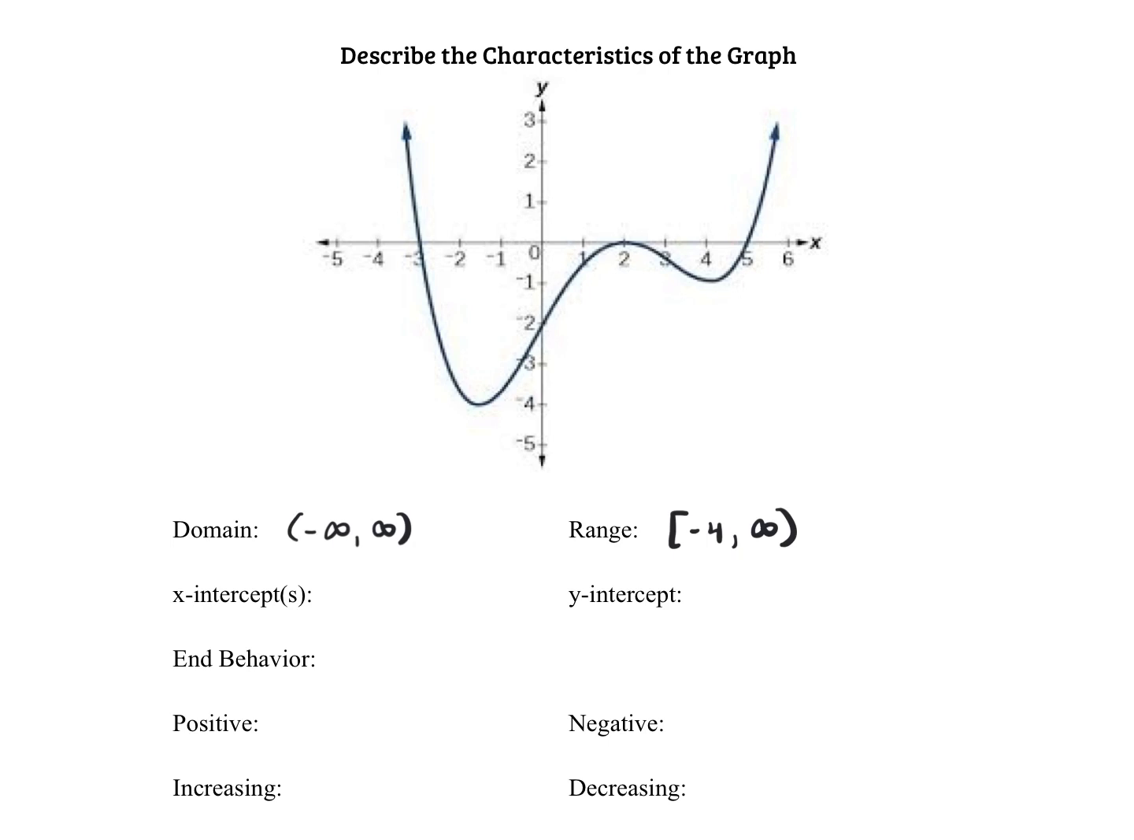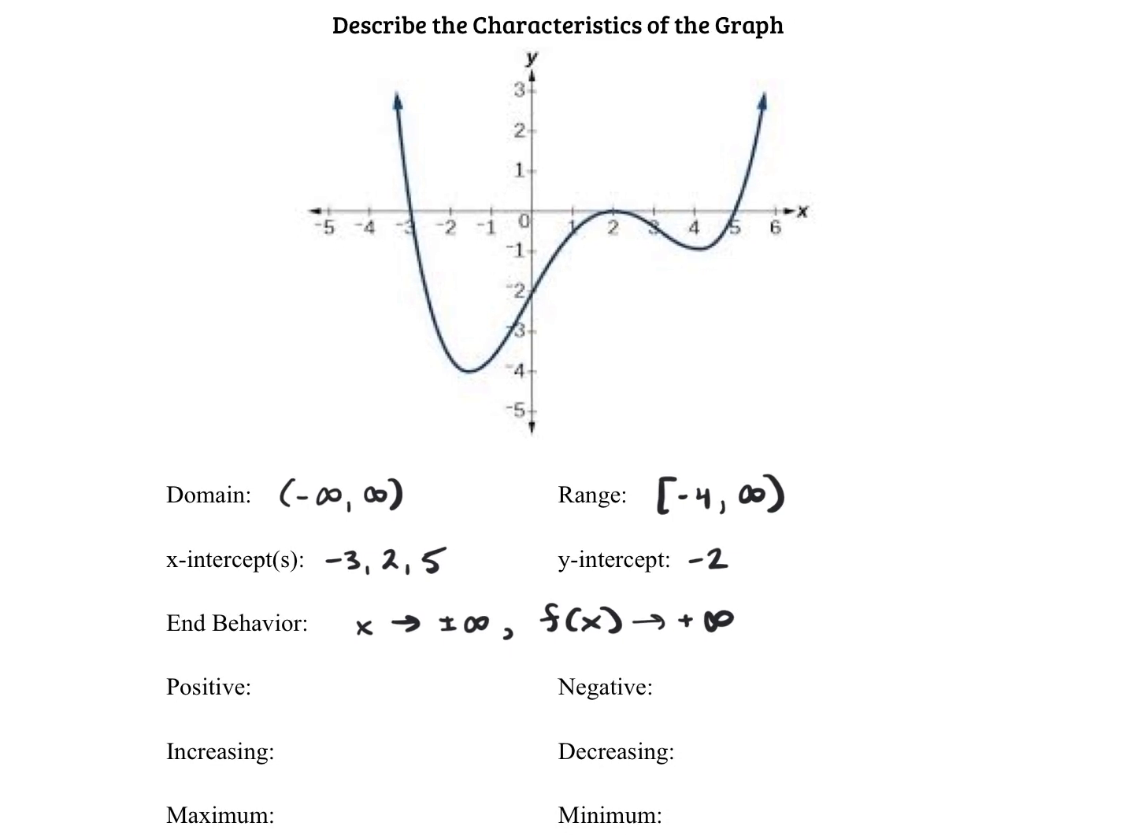Now let's look for our x-intercepts, which is where it crosses our x-axis. There are 3 of them, negative 3, 2, and 5. And our y-intercept occurs at negative 2, where it crosses our y-axis. For end behavior, you'll notice that on the right and left, both sides are going up. So we can actually combine that into a single as x approaches positive or negative infinity, f of x approaches positive infinity, or if you'd like to write it as 2 separate end behaviors, that's completely fine as well.